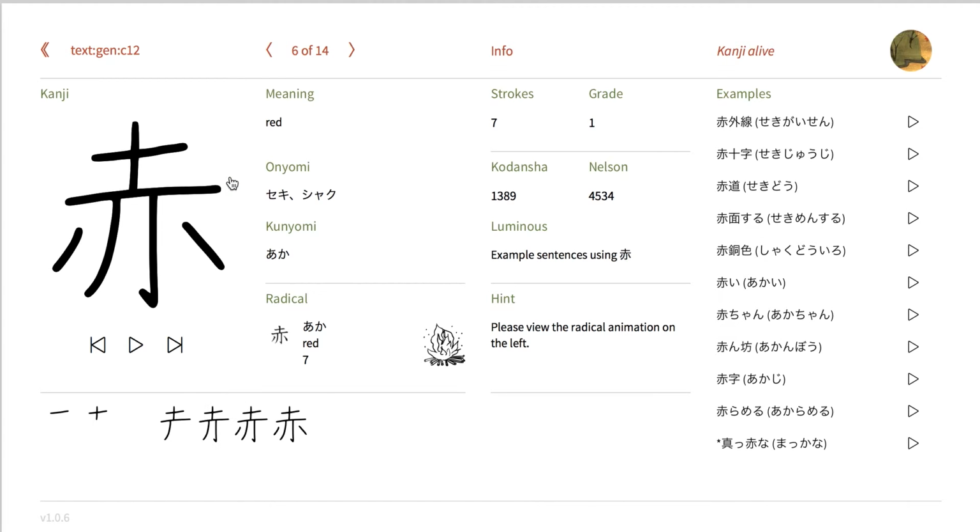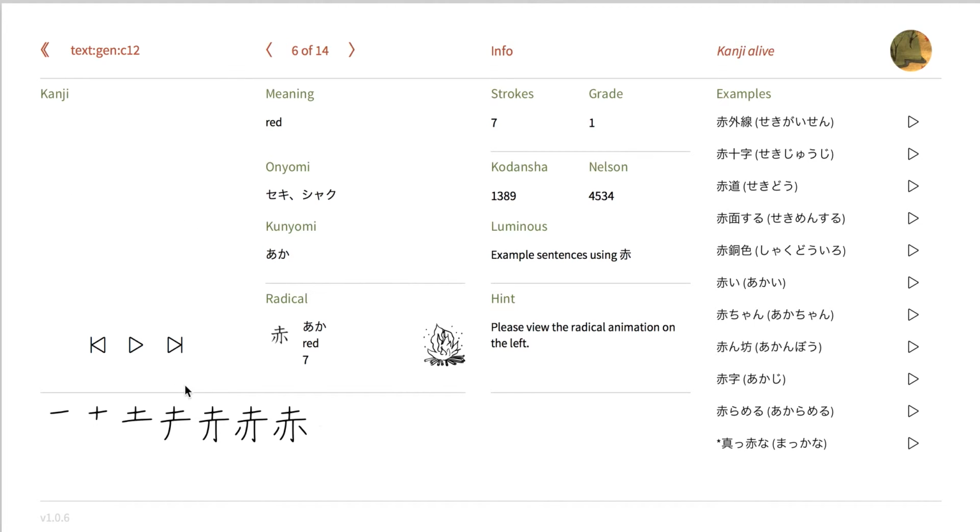The next one is a color. This is akai, of akai. The onyomi is seki or shaku. It is a radical within itself. Let's look at the animation. A crackling red fire, I guess. Let's look at the stroke order.